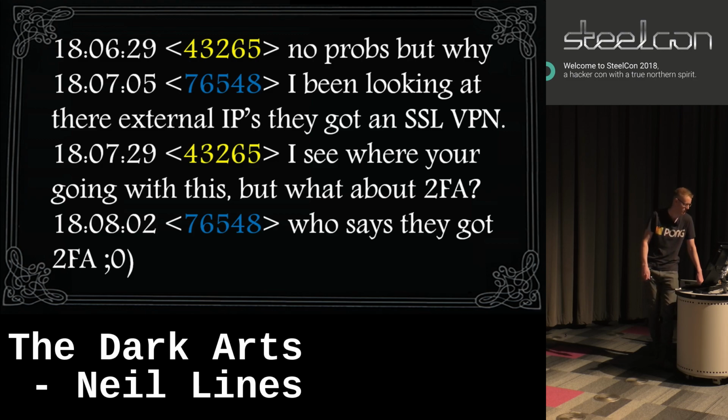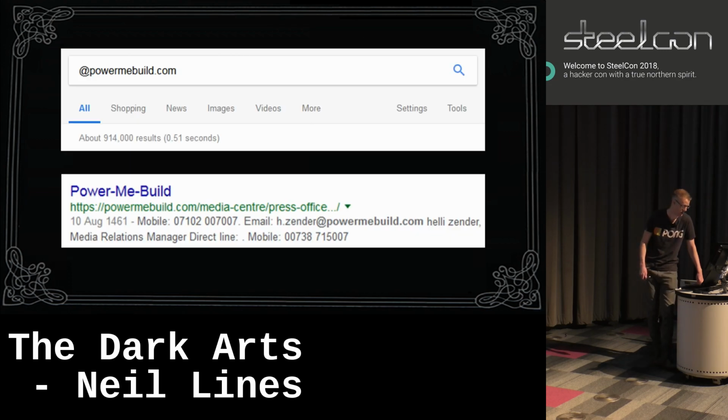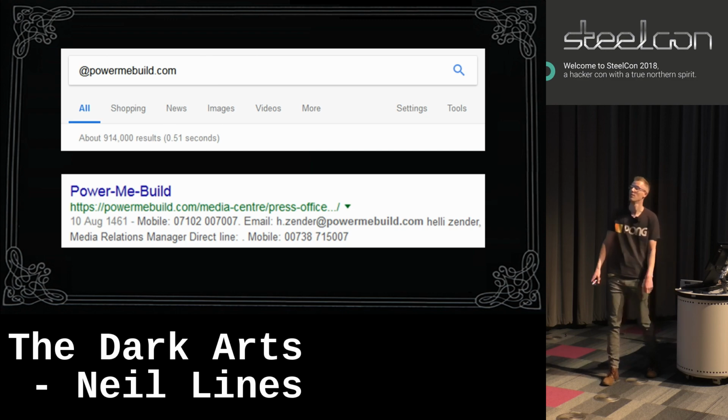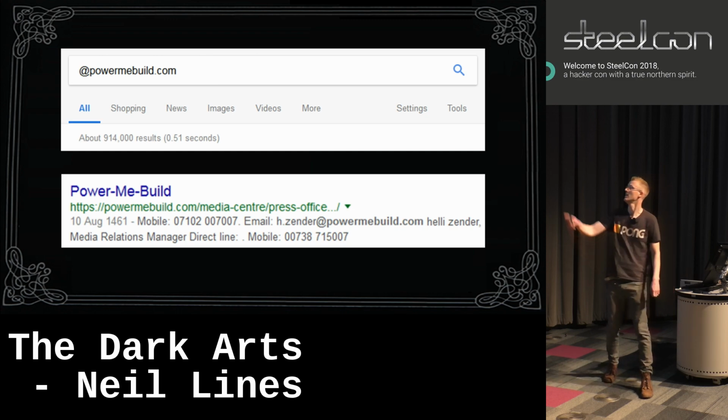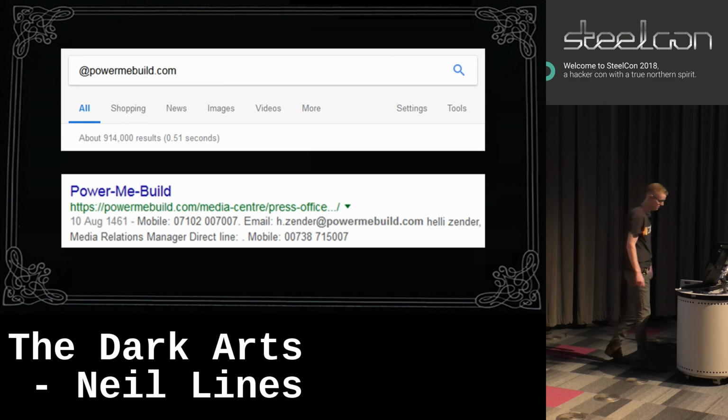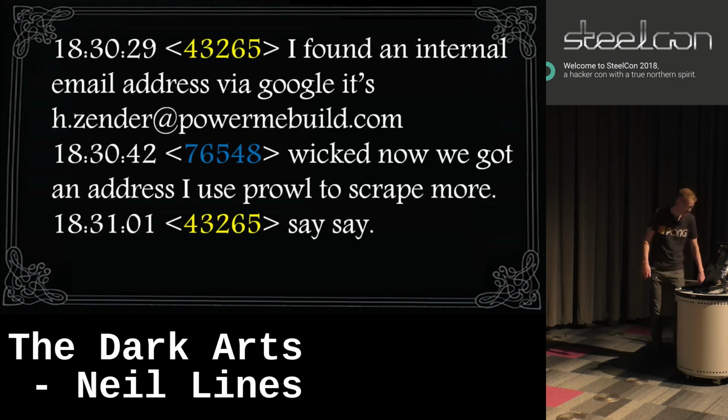I see where you're going with this, but what about 2FA, two-factor authentication? Who says they've got it? So, looking on Google, on their domain, will very quickly reveal internal email address formats often. And as you can see here, we got hsender, which happens to be a media relations manager, including their phone number, all useful. I found an internal email address via Google. It's hsender. Wicked. Now we've got an address.